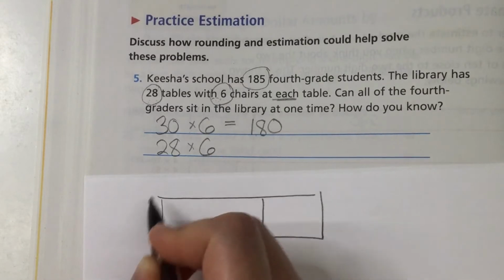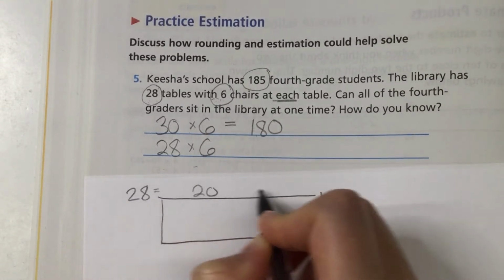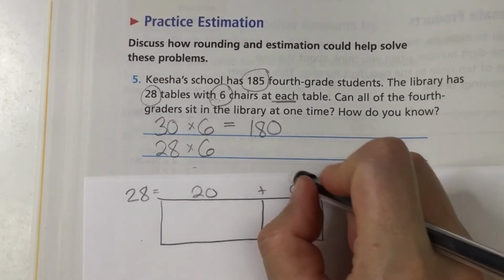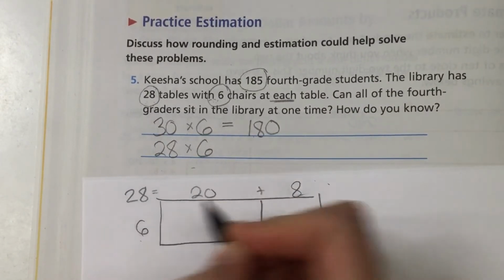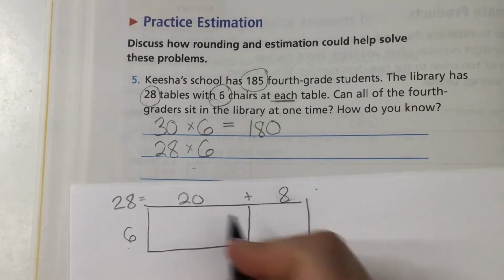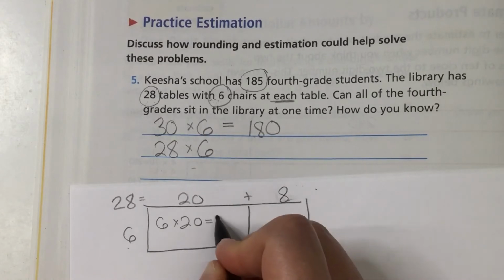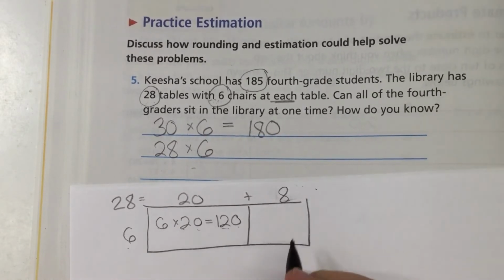Okay, so we have 28 times 6, right? 28 at the top equals 20 plus 8. And then on the side, we have 6 down here. Okay, so remember how to use this? We first do 6 times 20 equals, that would be 120. I know that because 6 times 2 is 12, and then I just add the 0.